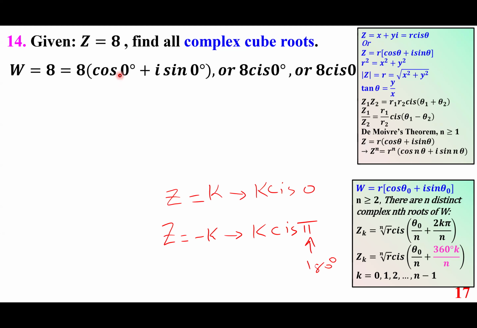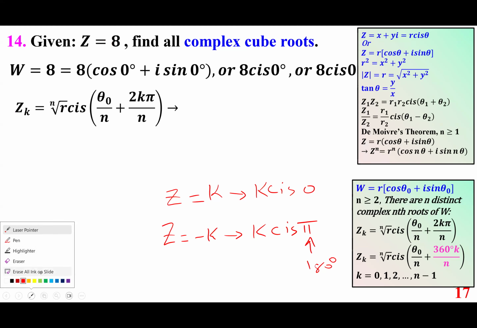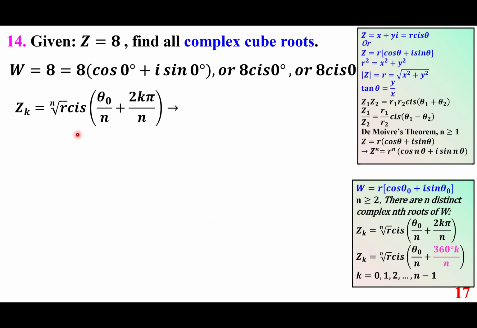You can verify that. If you plug in here, this is 1, remember this is 0, you get 8. And so we want the root, we write it in this fashion. Let me erase my work. And so we want the cube root, okay? So we want the third root of r, which is 8, cis, and theta sub 0 is 0 degrees, or 0 radians, divided by n, 2k pi over 3.